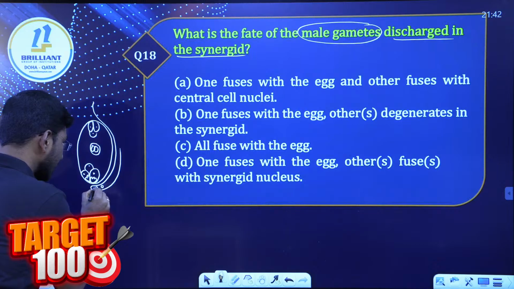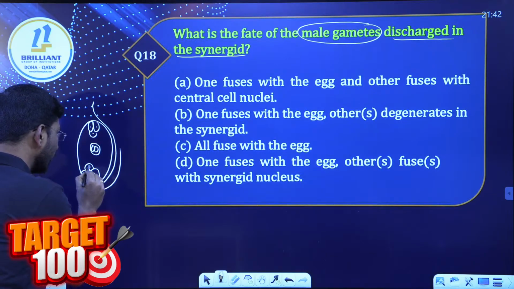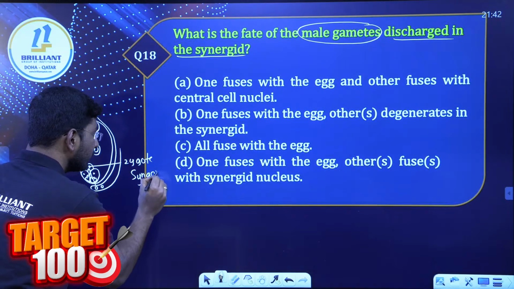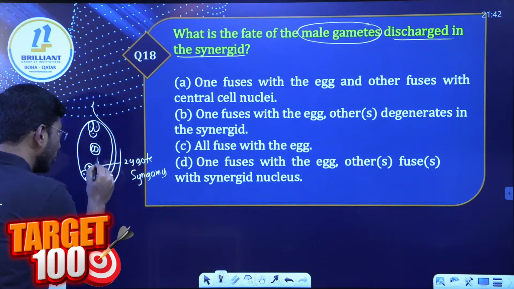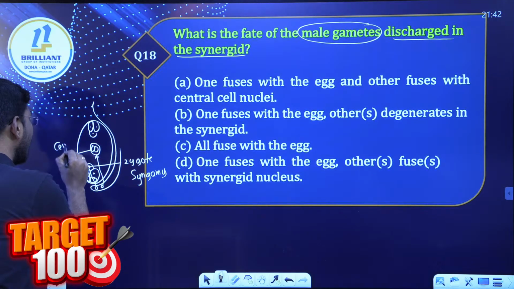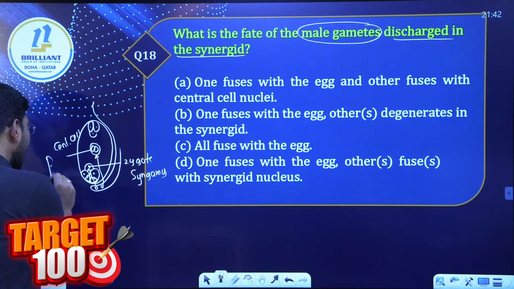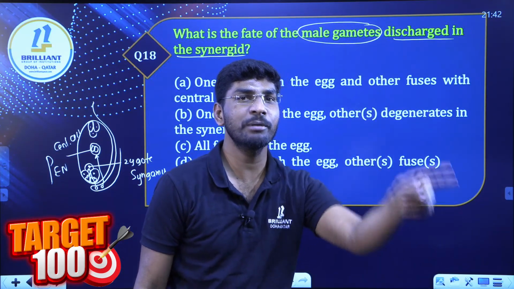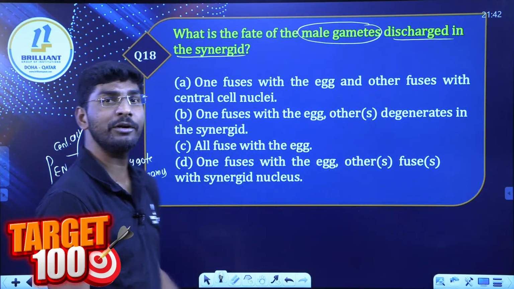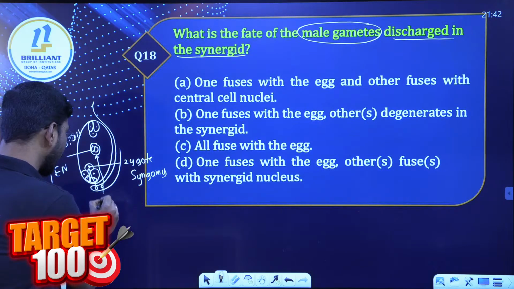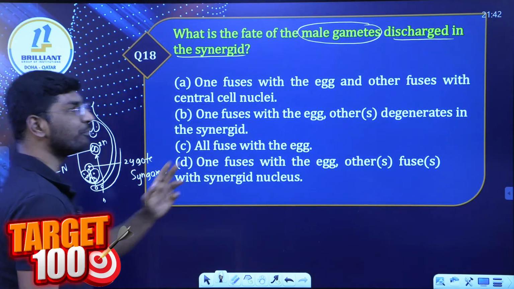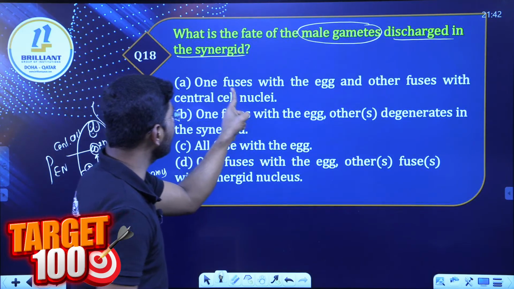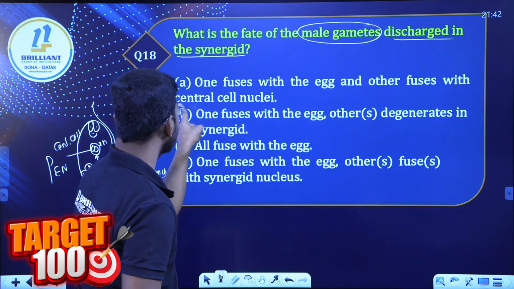The first male gamete fuses with the egg to form the zygote. This process is called syngamy. Number 2, the second male gamete fuses with the diploid central cell to form PEN. PEN means primary endosperm nucleus, which gives the triploid endosperm. Why triploid, I said? Look here, the haploid male gamete and this diploid central cell form the triple fusion. Now find out the right answer. One fuses with the egg, the other fuses with the central cell nucleus.